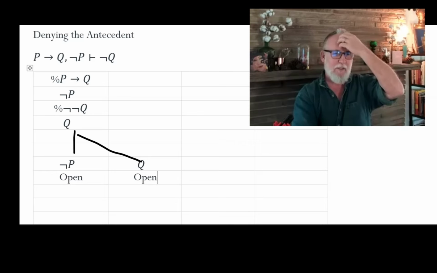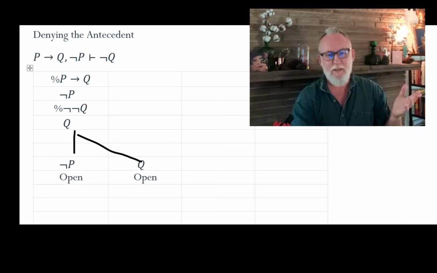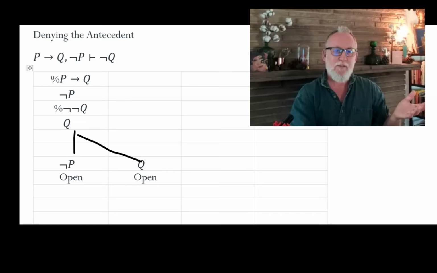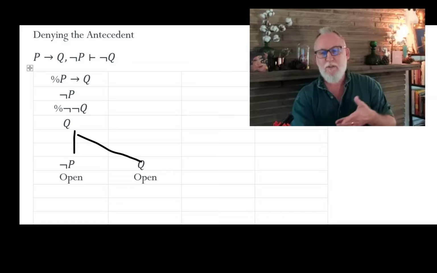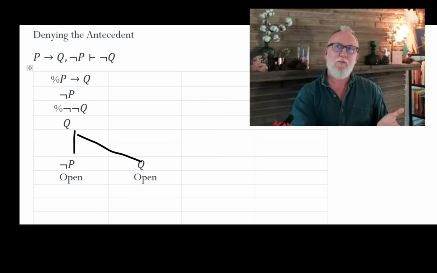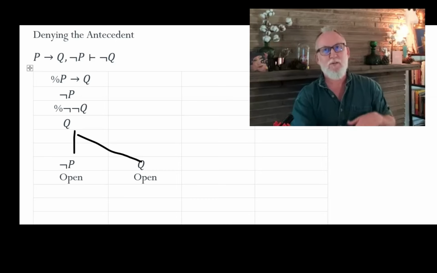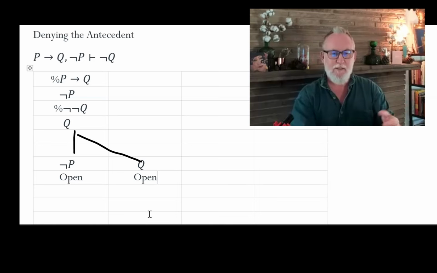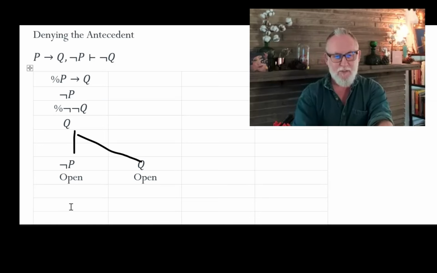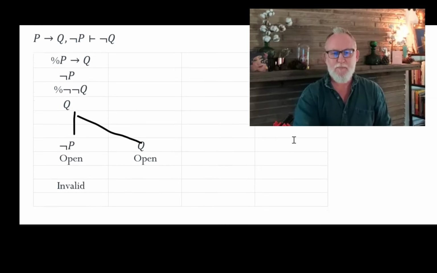All right, so precisely when P is false and Q is true, the premises are true, but the conclusion is false, and so it doesn't meet the definition of validity. It's an invalid argument. All right.